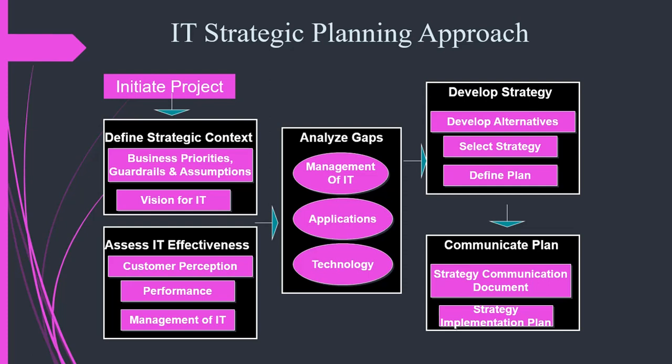Where are we as an organization? What are we prioritizing? And based on those things, now you'll be able to move into the next stage where you say, okay, currently how effective are our IT processes and systems? That's when you look at the customer perception.